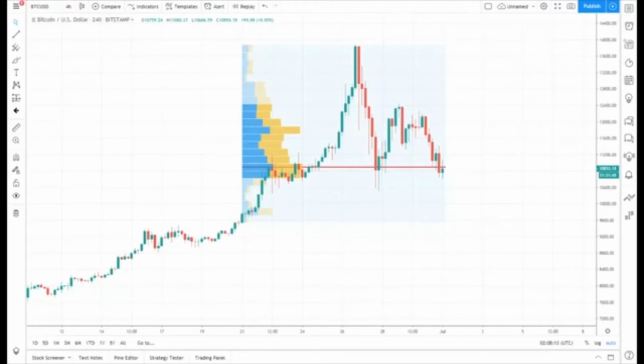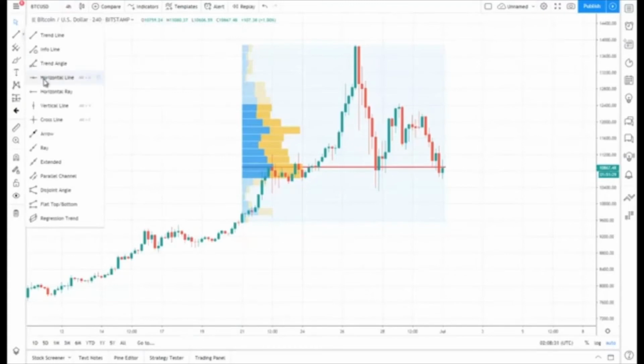entries on a pullback is we want to enter at a high value zone. And a high value zone has two specific characteristics. It's a previous zone where price has either found support or resistance, and is a zone of previous high volume. In this case, we have both.